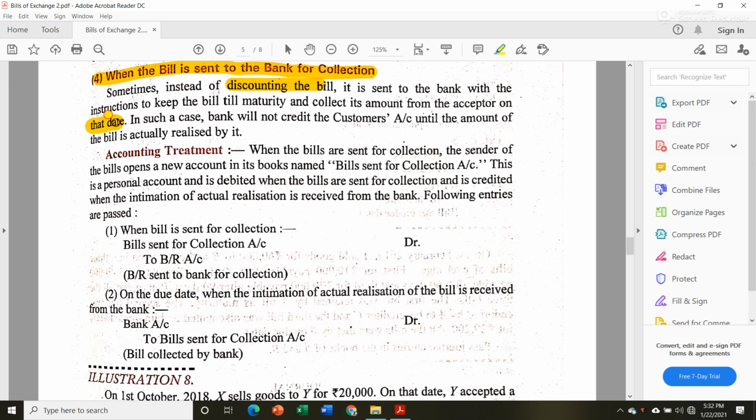Now in discounting we saw that we will not wait for maturity date and we will take money from the bank as soon as possible. But in this case what we will do is that instead of discounting it, we will send it to the bank and along with the bill we will give them instruction to keep that bill till the maturity date.